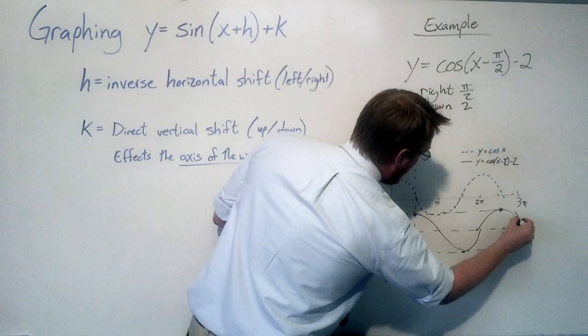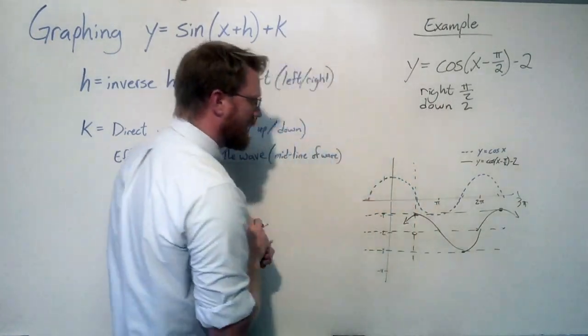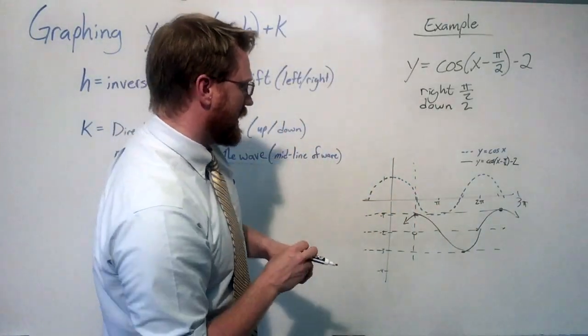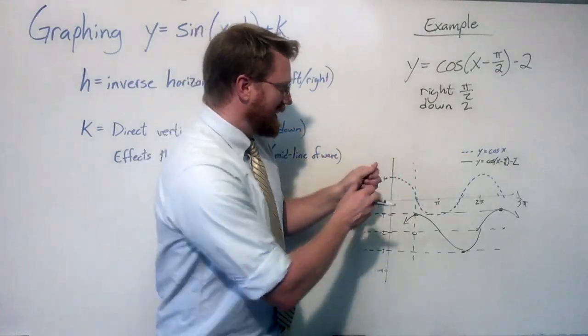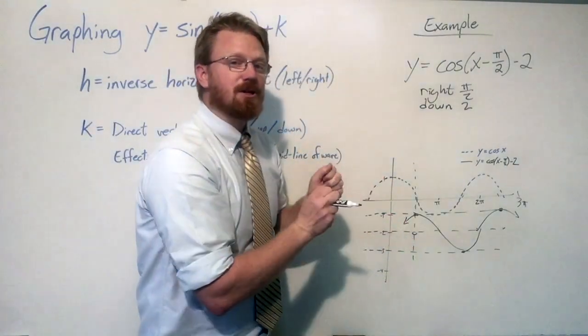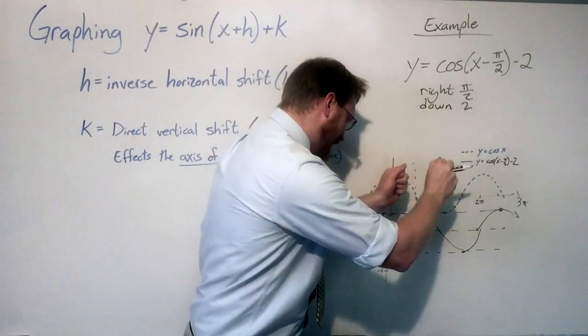And then I can continue that, right? It goes on forever, it's a wave, but that's giving me one little snapshot of how this cosine wave didn't stretch or pull in any direction, but shifted right and down.